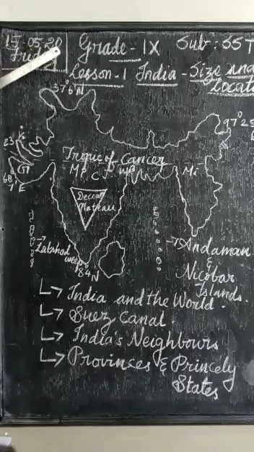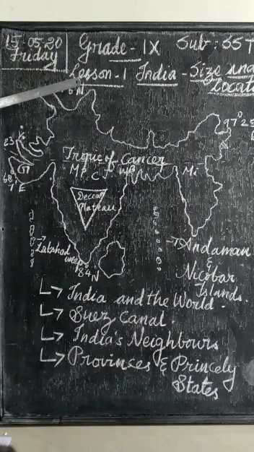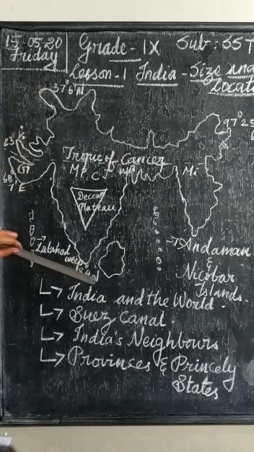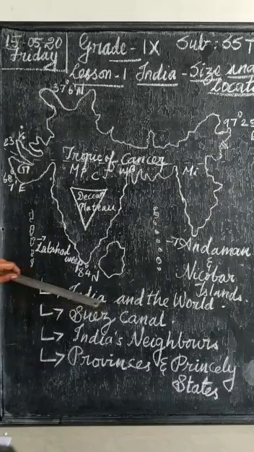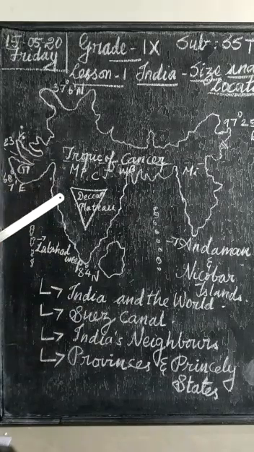Good morning students. Today we are going to learn about Geography Chapter 1, India, Size and Location. Now we are going to learn about India and the world, Suez Canal, India's neighbors, provinces and princely states. Before entering that concept, we will discuss the latitudinal and longitudinal extent of India.